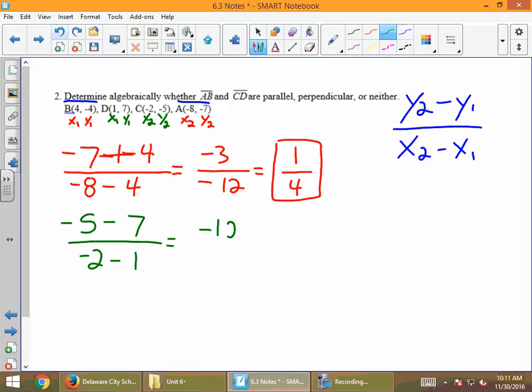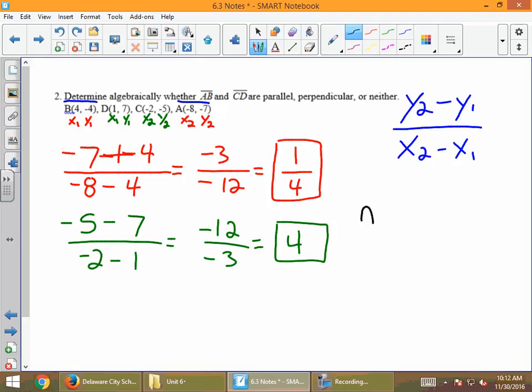-5 minus 7 gives me this number. -12 seems like a theme here, huh? Over -2 minus 1. -3. Good. Reduces down to 4. Positive though, right? All right, so let's analyze. Parallel, perpendicular, or neither? Neither. They're flipped. Exactly right. This is a neither problem.